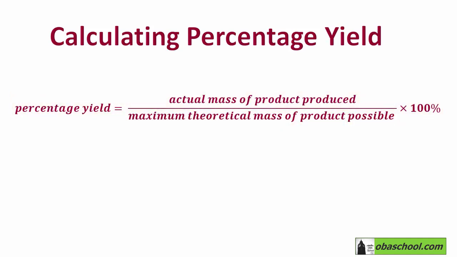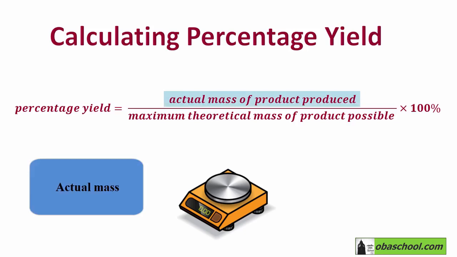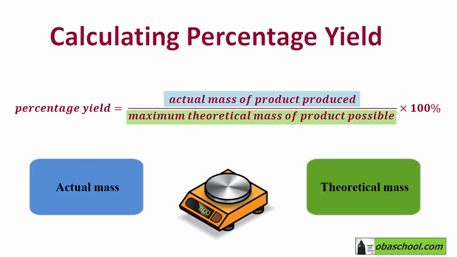So you have to differentiate between two masses of the product. The first one is the actual mass that you have obtained when conducting the experiment, whereas the second mass is called the theoretical mass. So it's the mass that you expect to obtain by the end of the reaction based on the stoichiometry of the balanced equation. Let's solve this exercise.